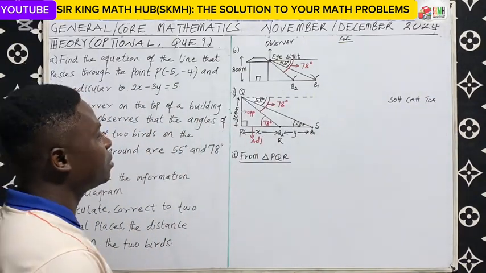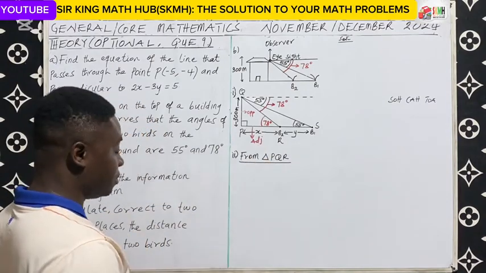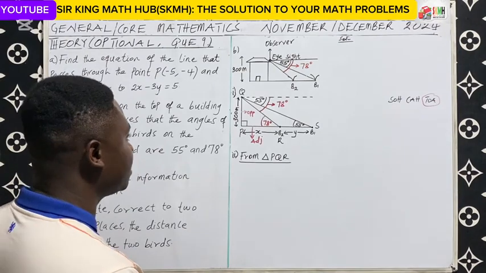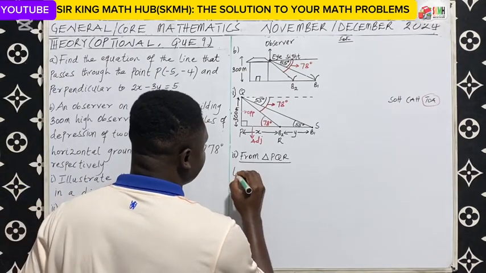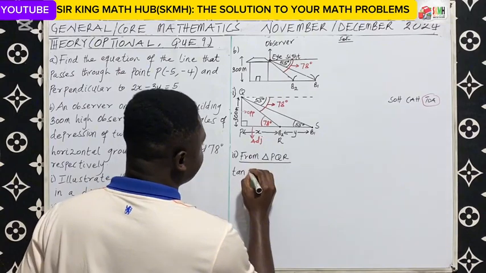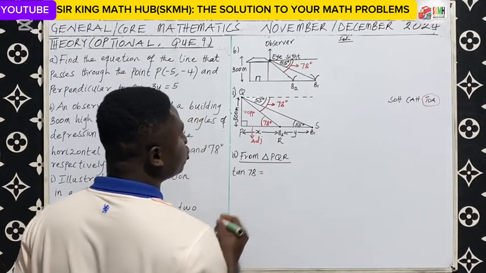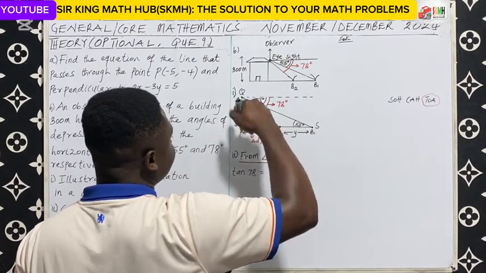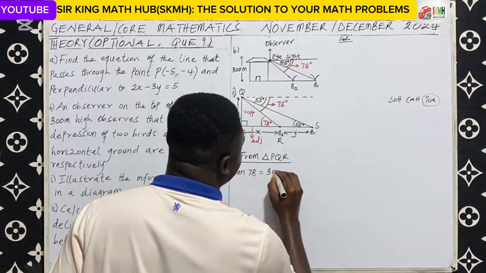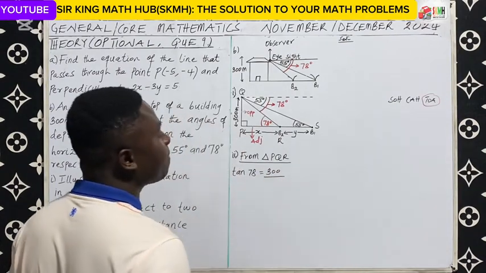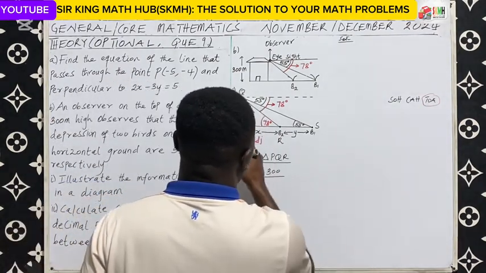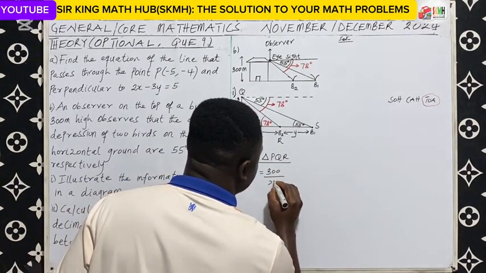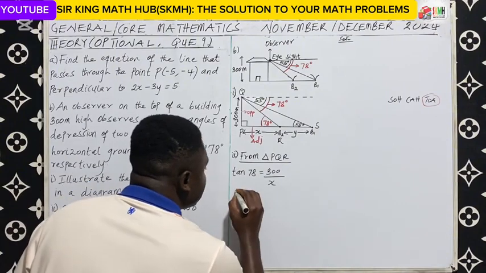So which of them has opposite and adjacent? So that is TOA. And what does TOA say? TOA says that when you take the tangent of the acute angle, so tan 78, this should be equal to the length of the opposite, which is also the height of the building, 300 meters, divided by the length of the adjacent. So the adjacent of the smaller right angle triangle is x. So let's solve for x.